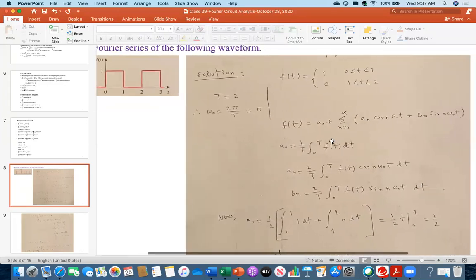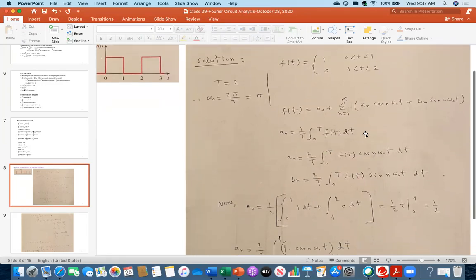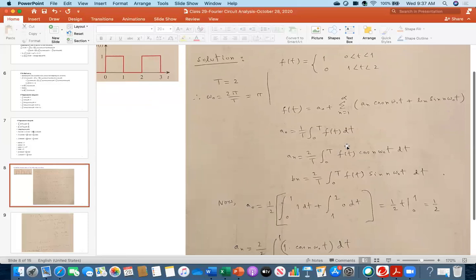I am writing that generalized equation first, and then I am writing a naught, and then the an value and bn value. So you may not write these here. You can directly start from here. Just I'm showing one example. That's why I'm writing at first in that way.